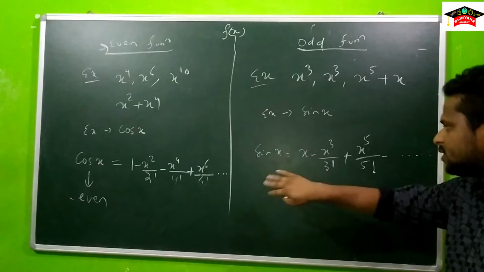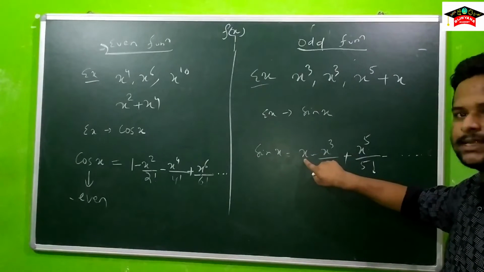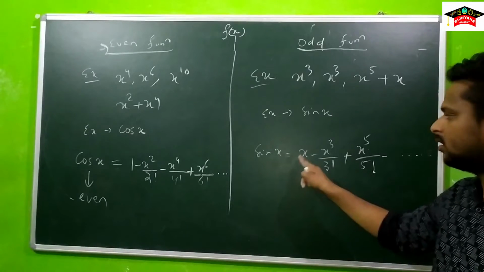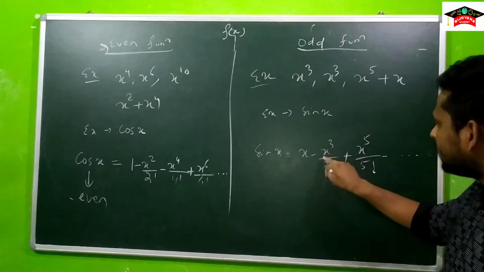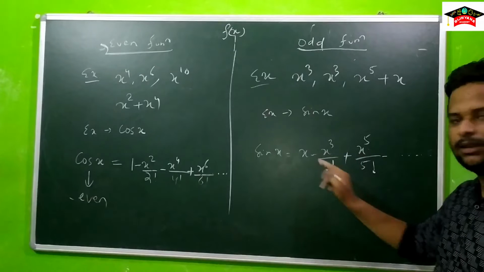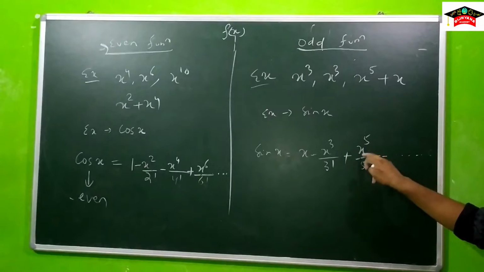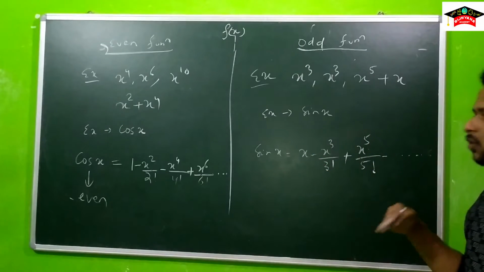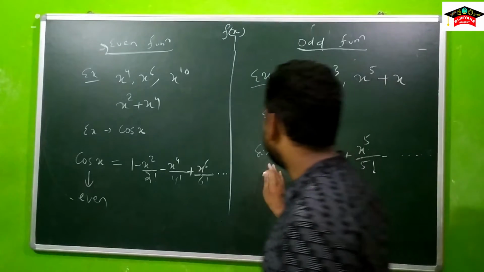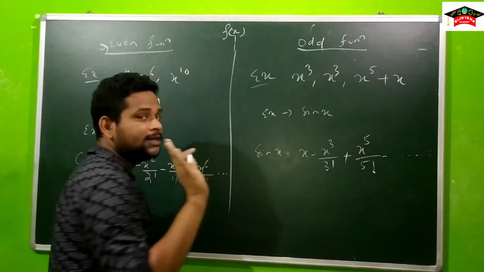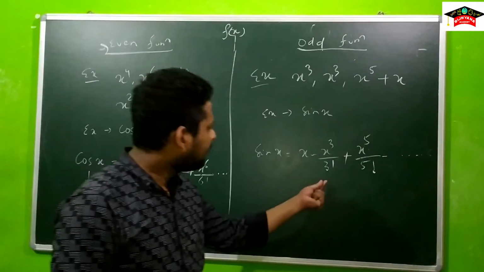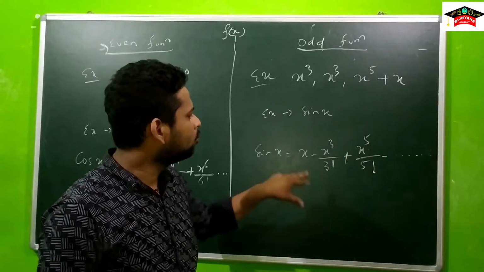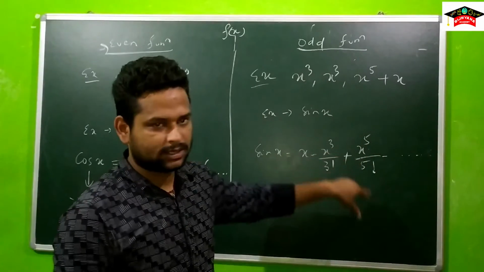Similarly, if you see this term x, if we put x equal to minus x, we will get a minus sign. If you put x cube to minus x cube, you will get a minus sign. If you put x5 to minus x5, you will get a minus sign, because these are odd functions. So automatically we can say that a minus sign can be extracted from the whole function of sin x if you put x to minus x.